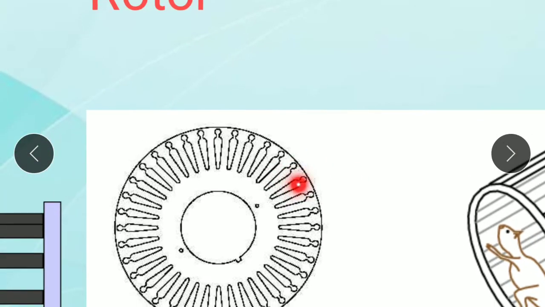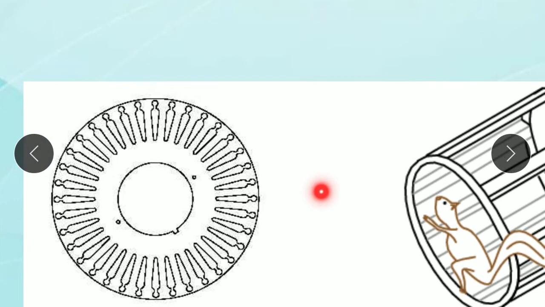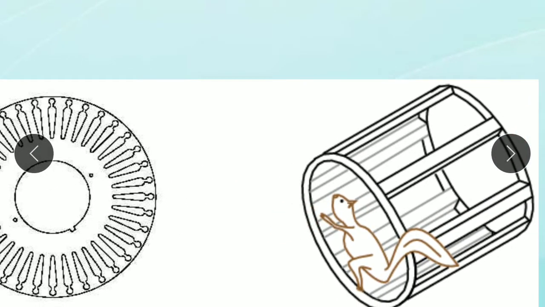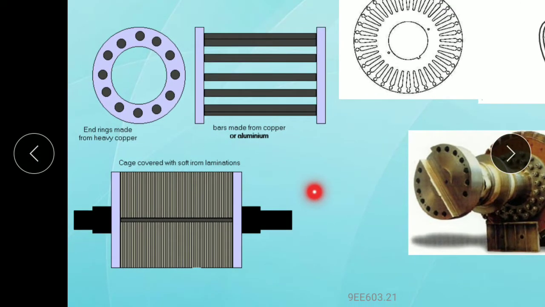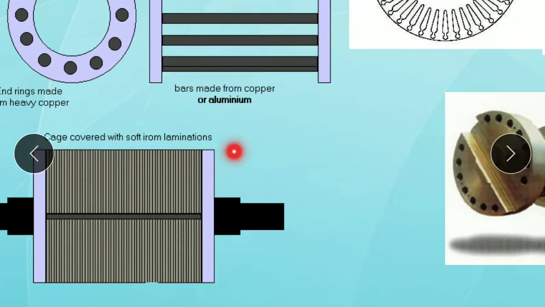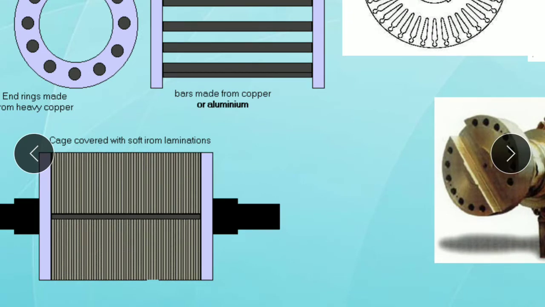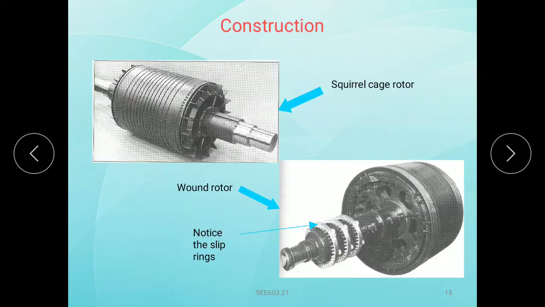So this is the rotor type, not stator. Here this is the slots, and see, this is the squirrel cage rotor type, and this is the wound rotor. Observe this one: cage covered with soft iron laminations. Here the end rings are short circuited in the squirrel cage.